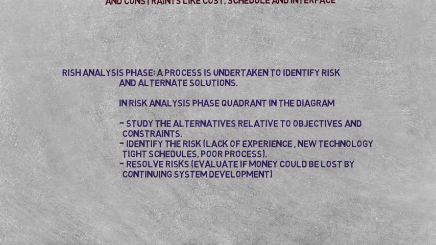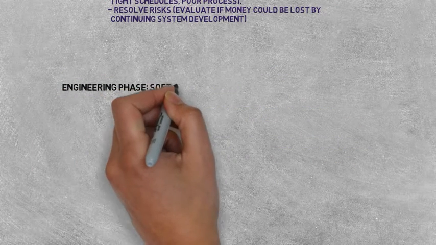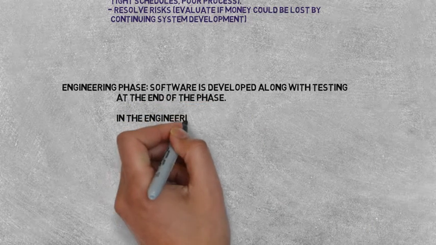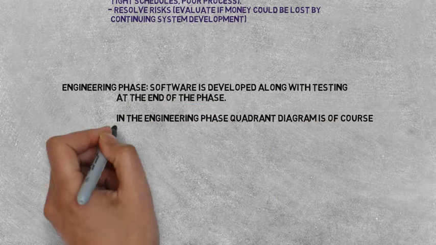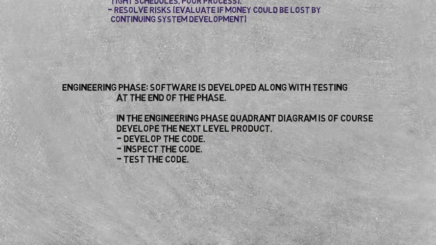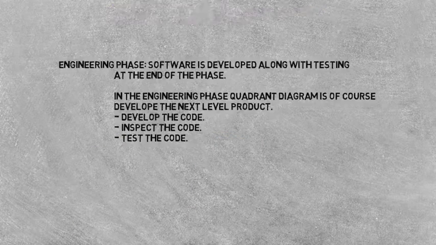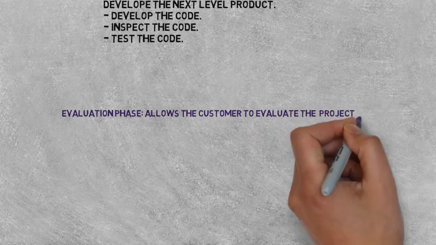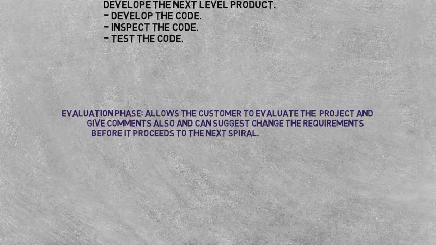In the engineering phase, software is developed along with testing at the end of the phase. In the engineering phase quadrant in the diagram is where you plan to develop the code and inspect, and of course test the code afterwards. And in the evaluation phase, this phase allows the customer to evaluate the project and give comments, and they can suggest changes to the requirements before it proceeds to the next spiral.